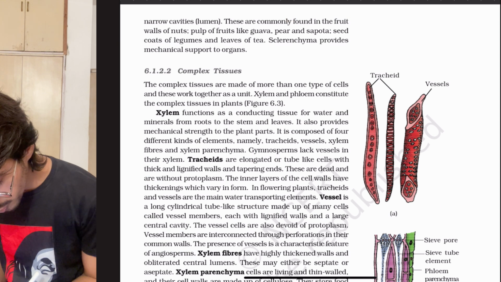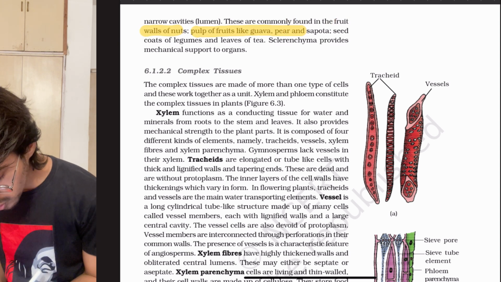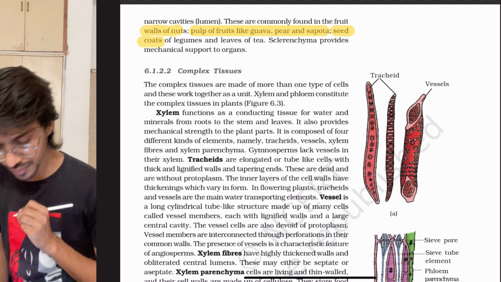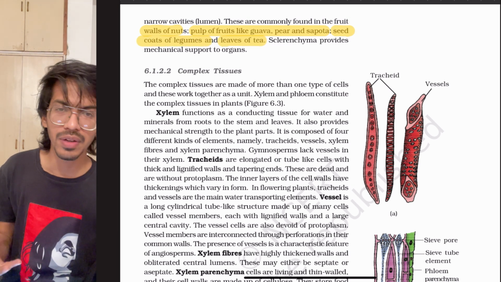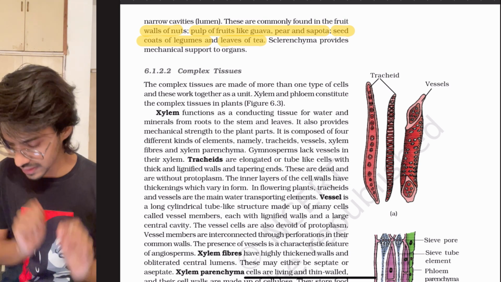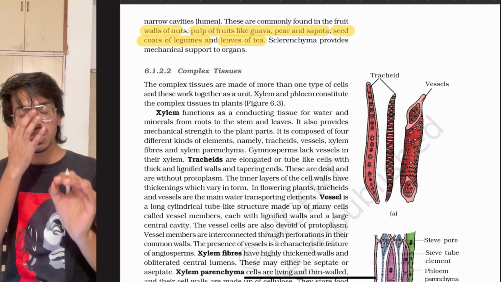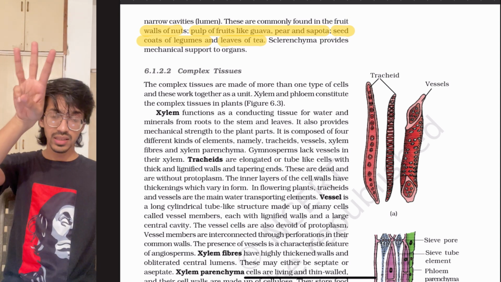See this, these are found in what? Fruits of the nut, pulp of fruits like guava, pear, sapota, seed coat of legumes, leaf of tea. Okay, and what is the role of it? They give mechanical support, because I told you, something which is lignified will give support. That's it. The simple tissues are these three types: sclerenchyma, collenchyma and parenchyma.